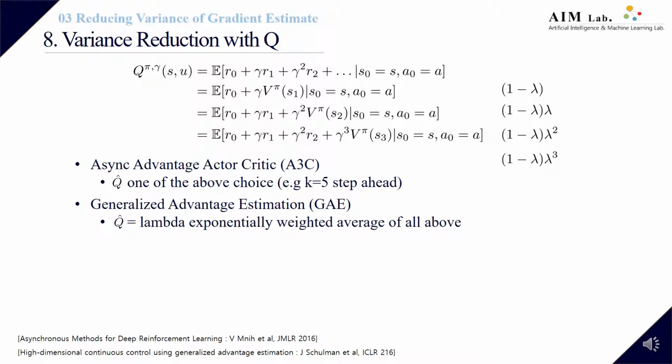For the function approximation, there are widely two researches. One is asynchronous advantage actor critic, which can be shortened as A3C, which decides some k steps for the approximation of Q. And the other is generalized advantage estimation, which is GAE, which uses some lambda and takes an exponentially weighted average to approximate Q.